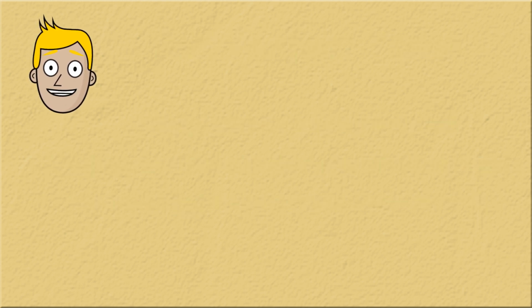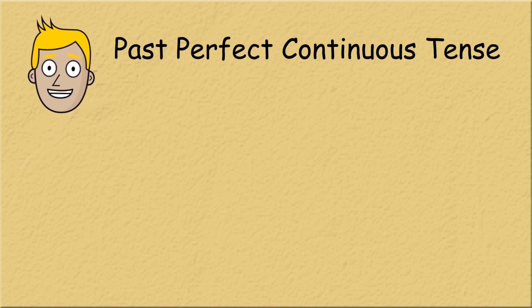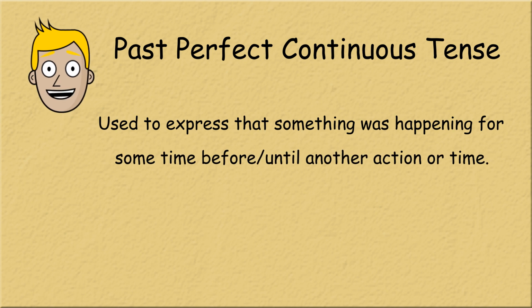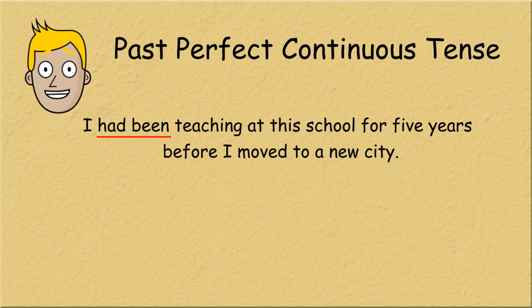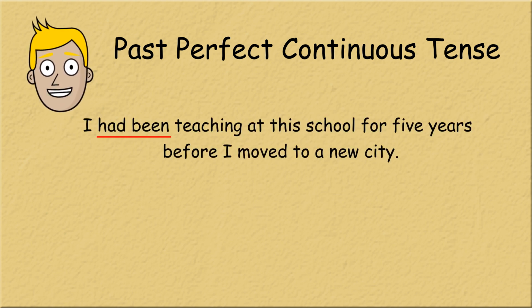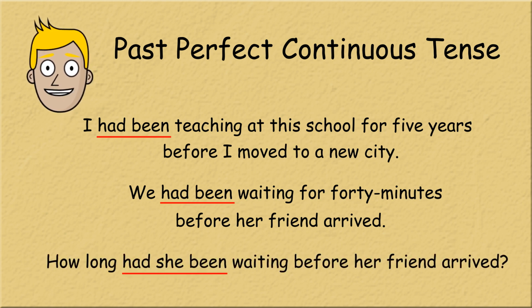Our final type of past tense is the past perfect continuous tense. This tense is really just a combination of past continuous tense and past perfect tense. We use it to say that something was busy happening before or until another action or time in the past. A hint for identifying this type of past tense is the use of had been or hadn't been in the sentence. Some examples are, I had been teaching at the school for 5 years before I moved to a new city. We had been waiting for 40 minutes before her friend arrived. How long had she been waiting before her friend arrived?